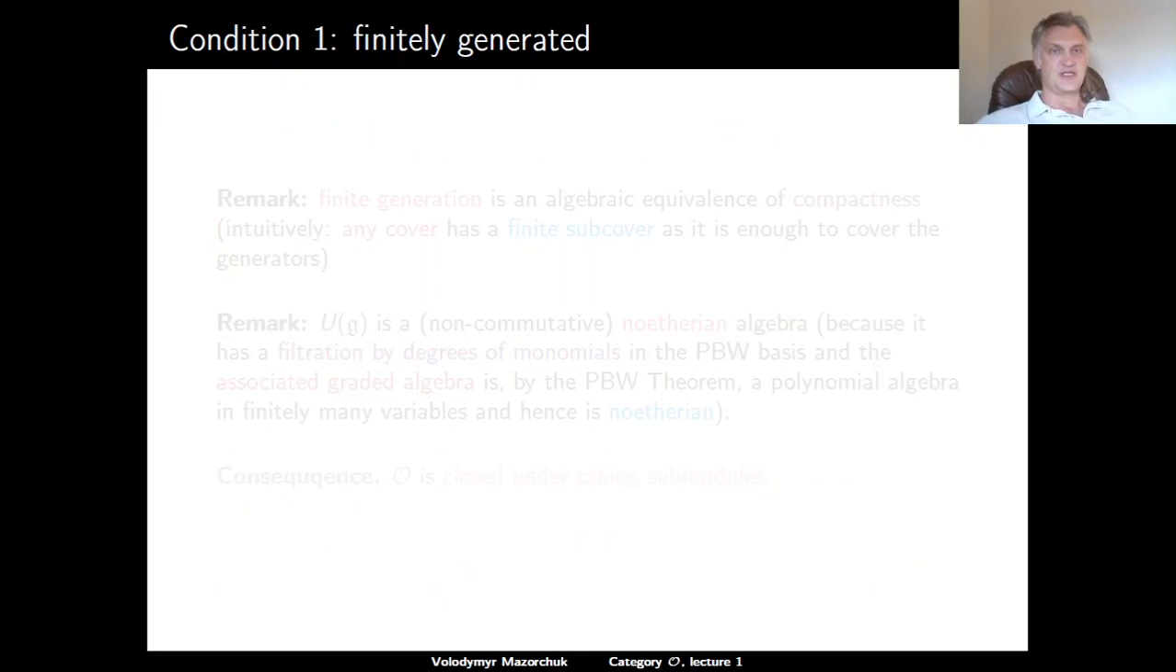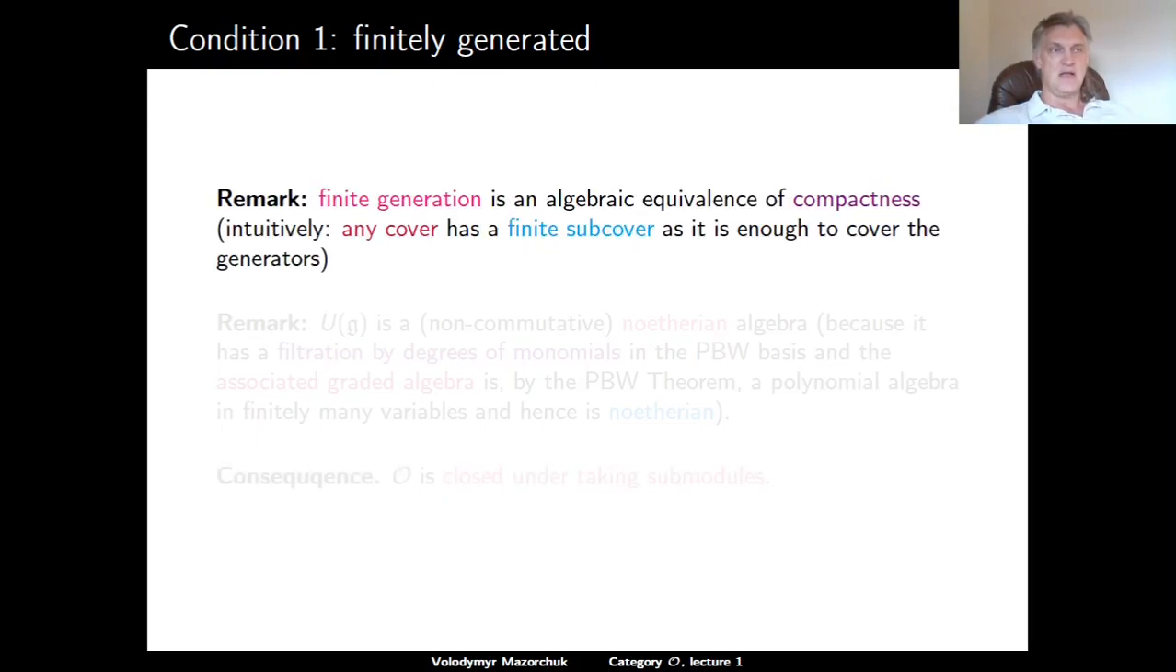So the first condition is that the modules in category O are supposed to be finitely generated. The condition to be finitely generated is an algebraic equivalence of compactness. Indeed, if you have a finitely generated module, then any cover of this module has a finite subcover because it is enough to cover the generators, and there are finitely many of them.